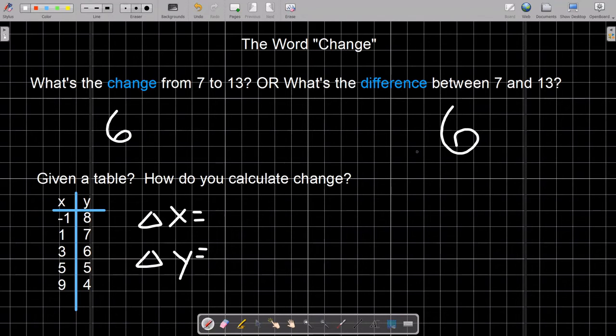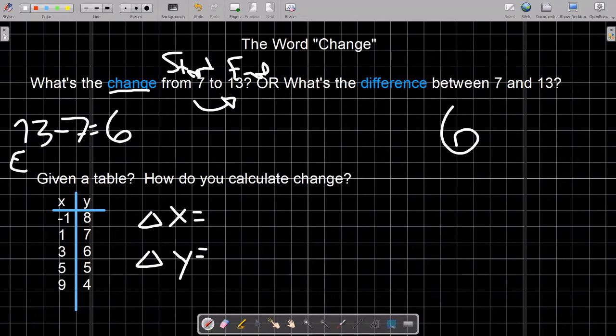But it highlights the way the word change works. Because if we're going from 7 to 13, we're actually doing 13 minus 7. So what you see is, if I call this the start and the end, the word change always goes from where you end minus where you started.